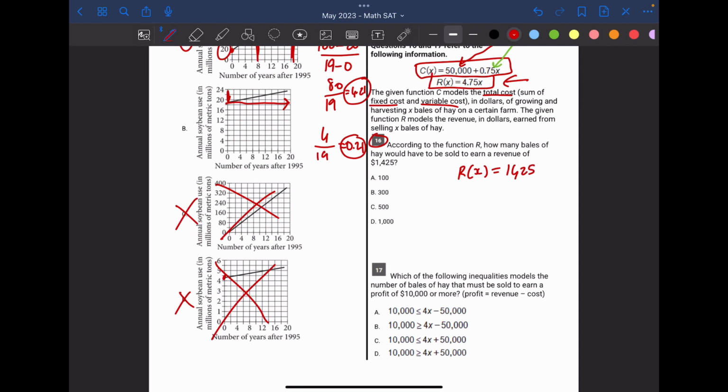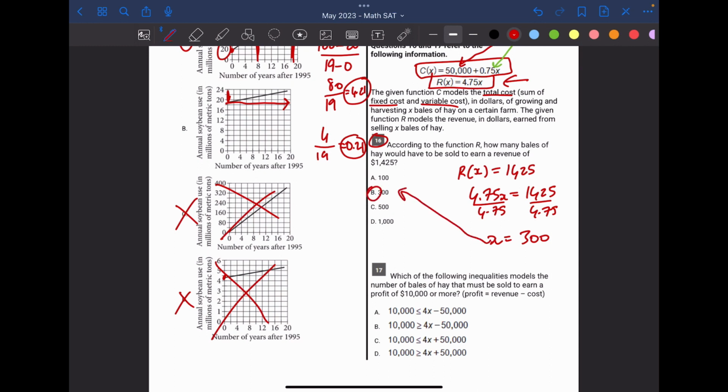You would equate them together. So 4.75x is equal to 1,425. And then to find x, you would divide both sides by 4.75. On a calculator, I would just say 1,425 divided by 4.75, and that would give me 300. So the answer is 300.